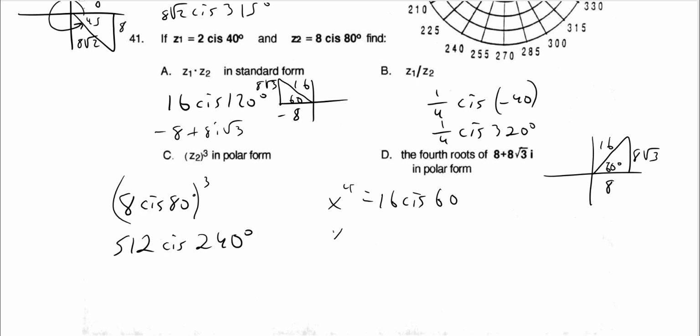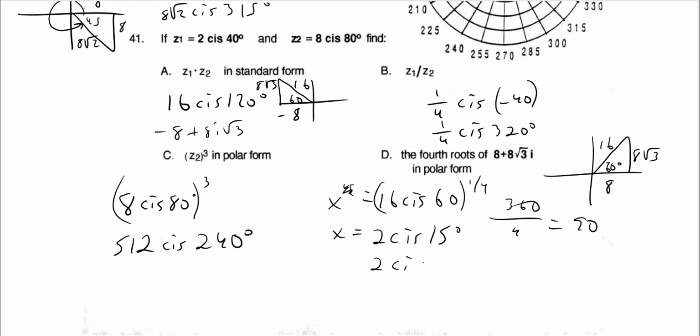So x equals 16 to the 1/4, so you're basically taking this to the 1/4 power. 16 to the 1/4 power is 2, and 1/4 of 60 is 15. And because there are 4 answers, it's 360 divided by 4, which is 90 degrees. So I add 90 to that. So 2 cis 15, 2 cis 105, 2 cis 195, and 2 cis 285. Those are your multiple answers.